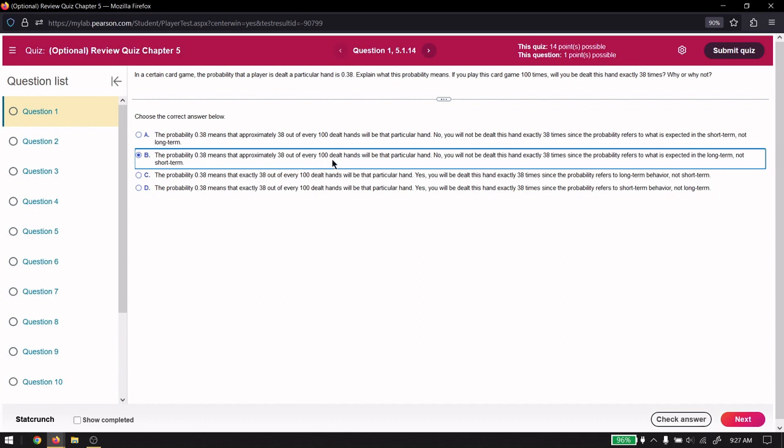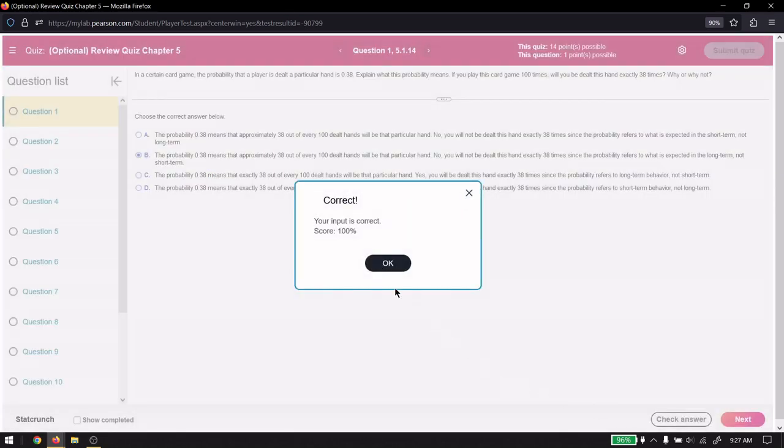And you always use 100 because that's an easy number. 100 times 0.38 is 38. 1,000 times 0.38 is 380. 10,000 times 0.38 is 3,800. But 100 is a nice number, small enough to be easy to work with, large enough to be somewhat reasonable, but even still, it's always going to be approximate. Let's check that, and it's correct.